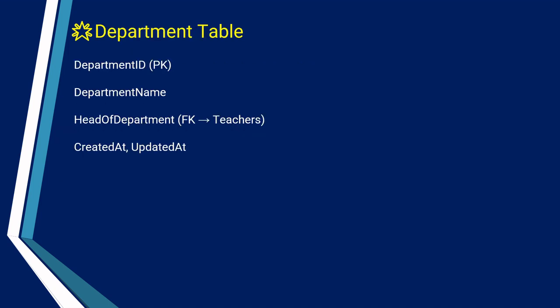The department table stores information about each department. Department ID is the primary key. Head of department is a foreign key referencing the teachers table. We also included timestamps like created at and updated at to track changes.